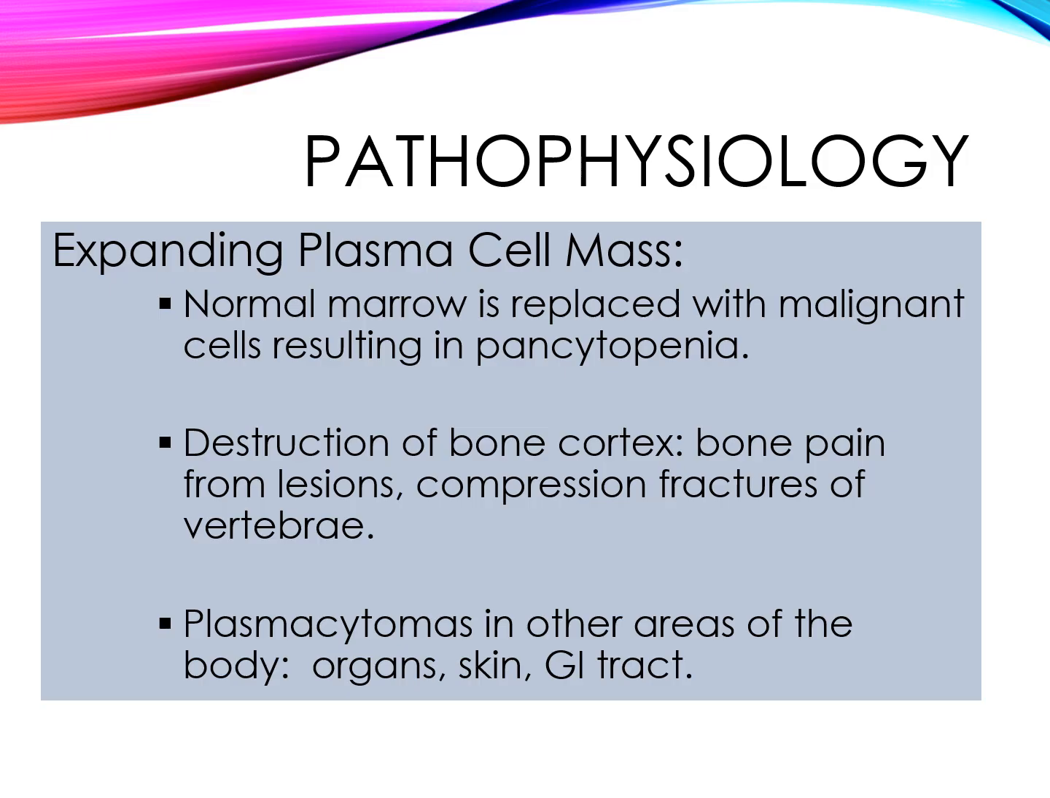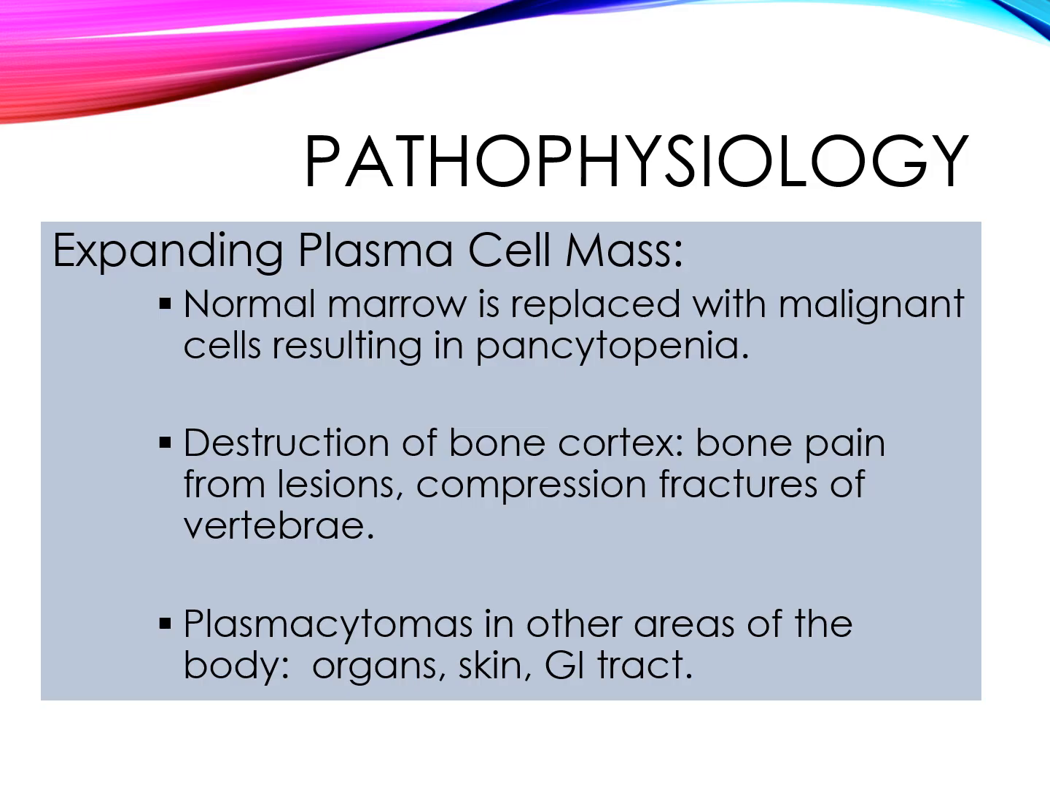I know we have talked about this, but let's just briefly recap our pathophysiology. What we're going to see is an expanding plasma cell mass. We're going to see our normal bone marrow replaced with malignant cells, resulting in a pancytopenia. So all of our healthy marrow or our healthy cell populations are going to be crowded out with these clonal plasma cells. We're going to have destruction of the bone cortex, bone pain from those lesions, compression fractures of the vertebrae, because as those bones are broken down, they become weaker. And then we may even see some plasmacytomas in other areas of the body.